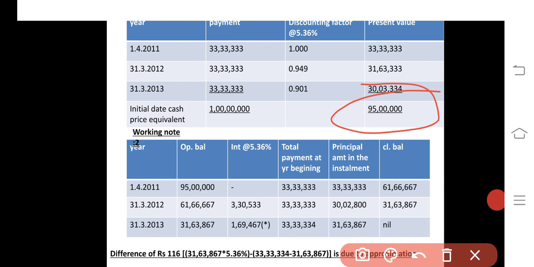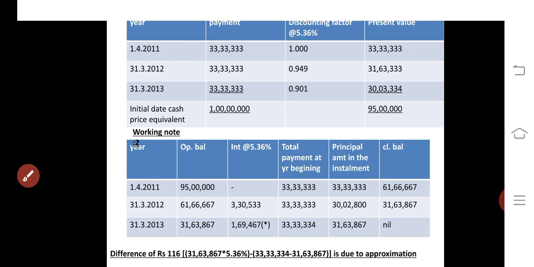There is no interest for the first installment, right? So how much total payment should we make? 33,33,333. So the principal amount in the installment is 33,33,333. So out of 95 lakh, already we have paid 33,33,333. So the remaining amount is the closing balance. 95 lakh minus 33,33,333, you will get 61 lakh 66,667. That is the closing balance.